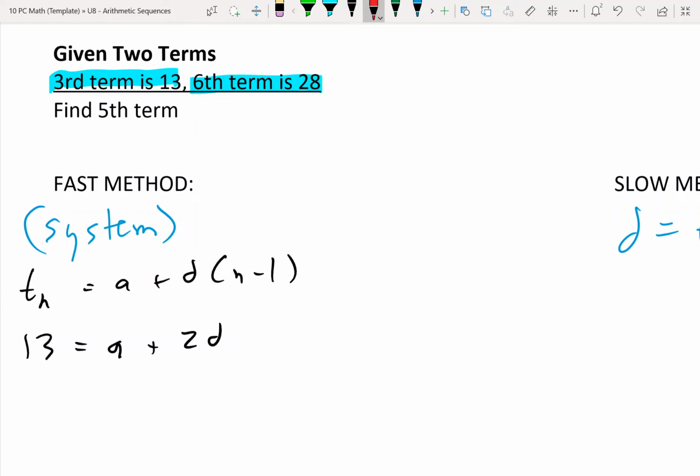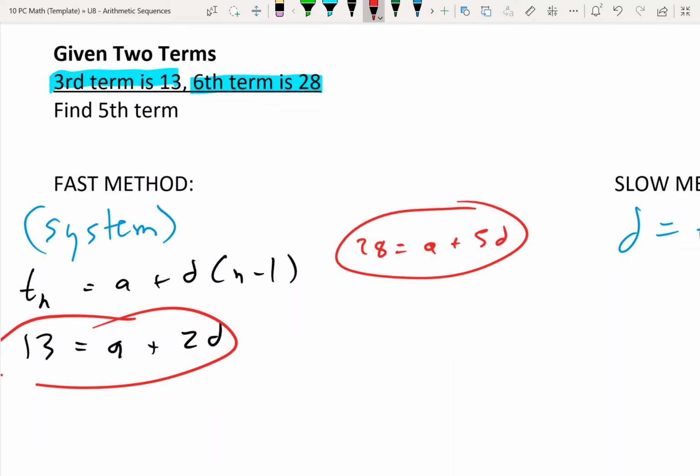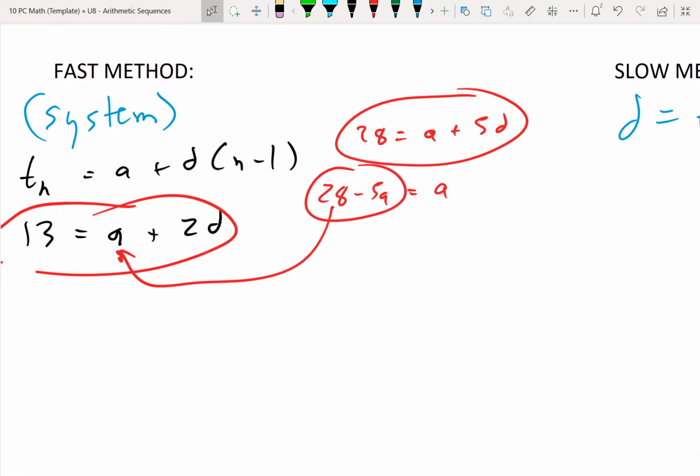Now I'm going to do another formula, but for the sixth term. So 28 equals a plus d 5. Okay, I now have two equations. You should know what to do now. We're going to sub and solve. So I'm going to isolate, so a is equal to 28 minus 5d. Then I'm going to sub that in for a and solve. That's all you have to do. I'm not going to do it because you know how to do this. Eventually, you're going to find out what a and d is, and then you can use your formula, sub those numbers into the equation to find the fifth term.